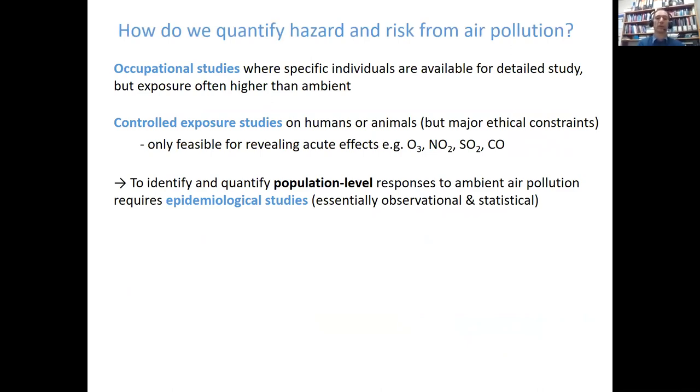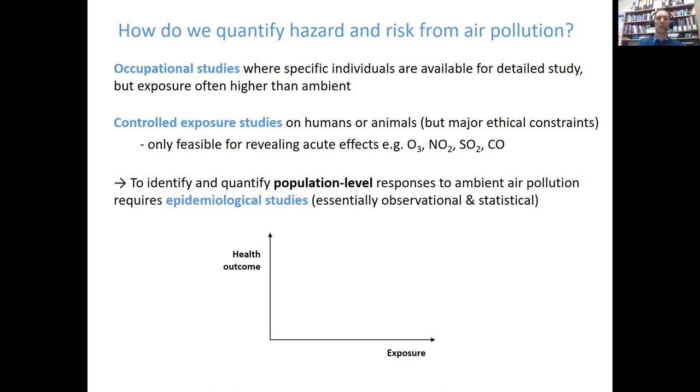So that means that overall, if we're wanting to quantify the true population level response to ambient air pollution, we need to resort to epidemiological studies. So these are essentially observational studies, they're statistical studies, they're looking at data associated with exposure, data associated with health outcomes, and trying to look for the correlation and the regression between them. So at the outset, it's a very, very simple approach. As I say, we are looking at populations, we're looking at the exposure that people have in those populations, and we're looking at the health outcomes on a population basis.